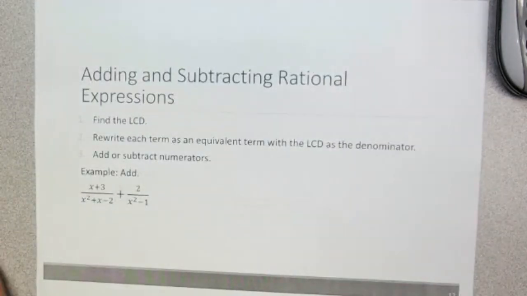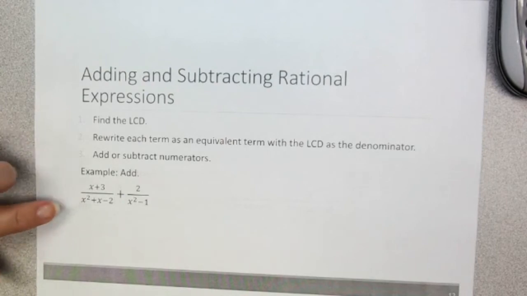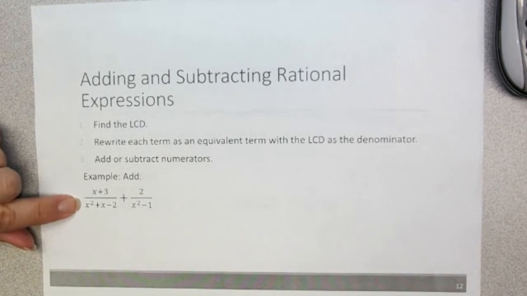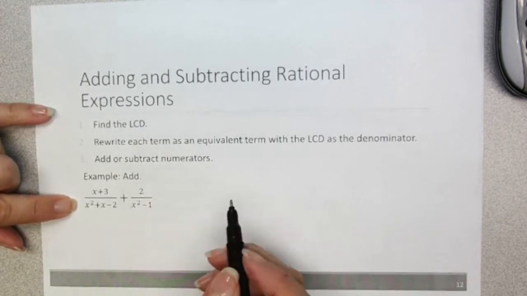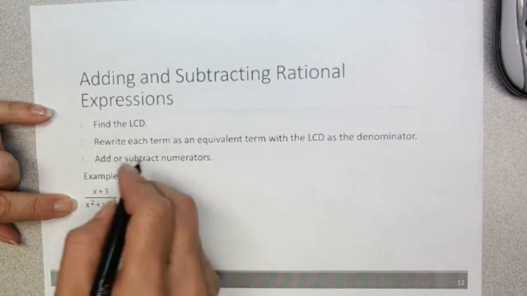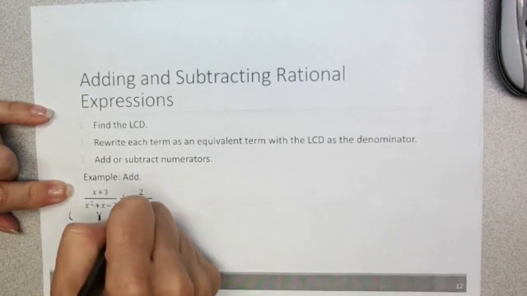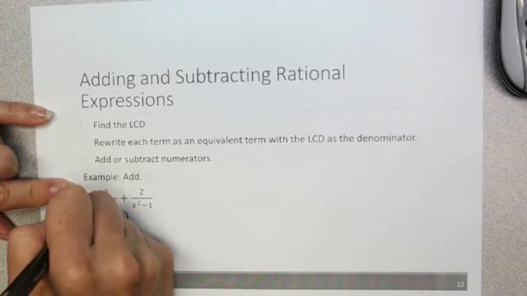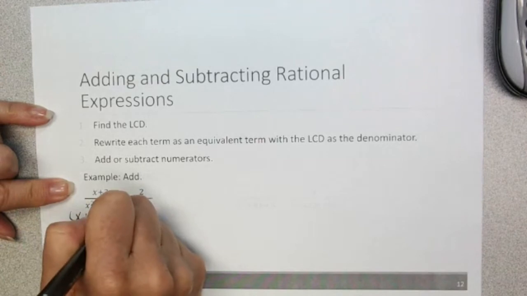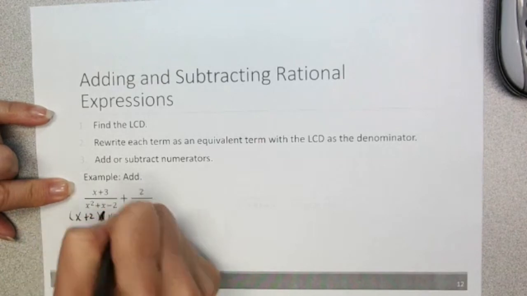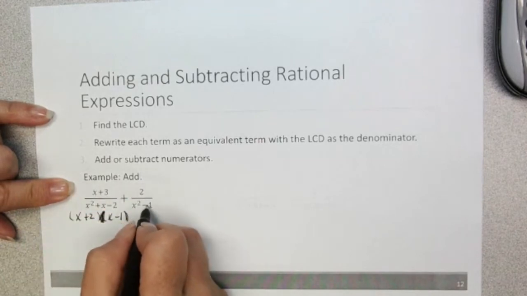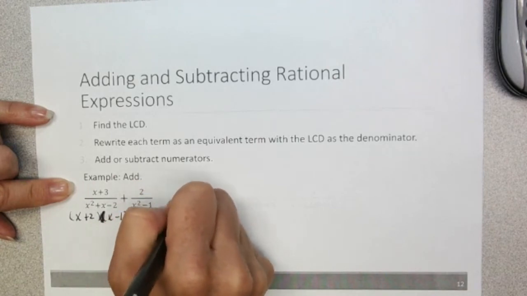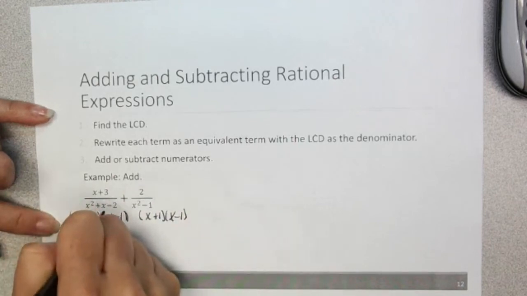Now, after reviewing that, let's see if we can add 2 rational expressions that do not have the same denominator. All right, so let's start by factoring both denominators and finding the least common denominator. That first one, x squared plus x minus 2, is going to factor into x plus 2 times x minus 1. And then x squared minus 1 is a difference of squares, so that'll factor into x plus 1 times x minus 1.